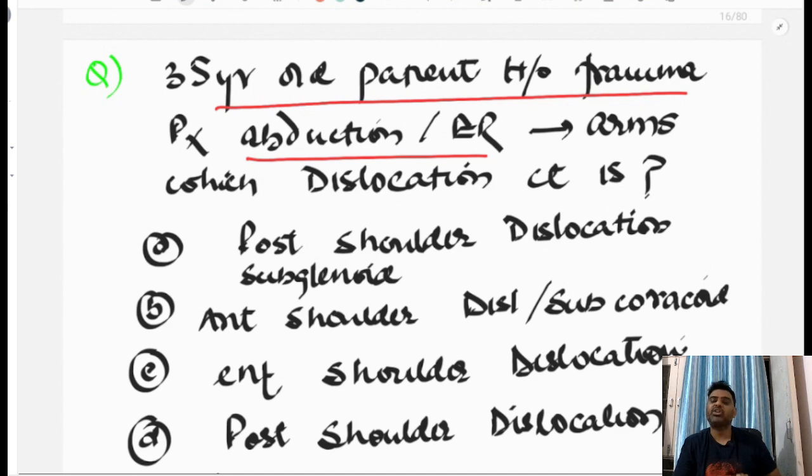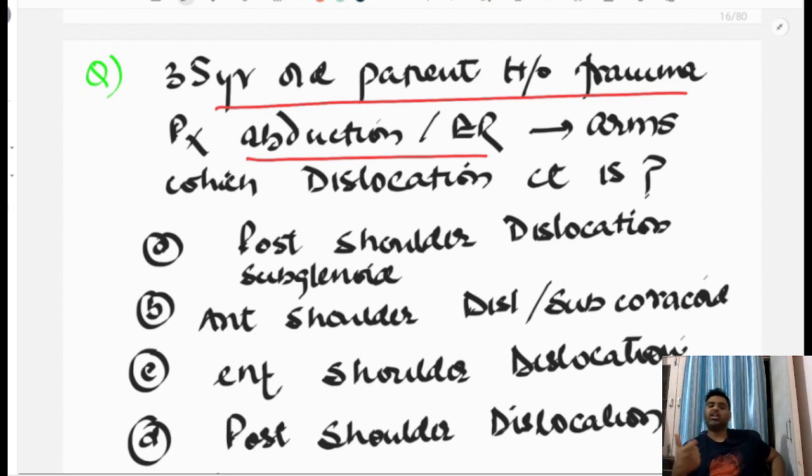Then third, what is the treatment? How will you reduce it? It is through Kocher's method. Kocher, Kocher's method, and a coach is always present in a team. So remember Kocher's method in the form of TEAM. T for you will apply traction, E for external rotation, A for adduction, and then M for medial rotation. And the fourth point you have to remember is the most common nerve involved. I have already told you, the axillary nerve.